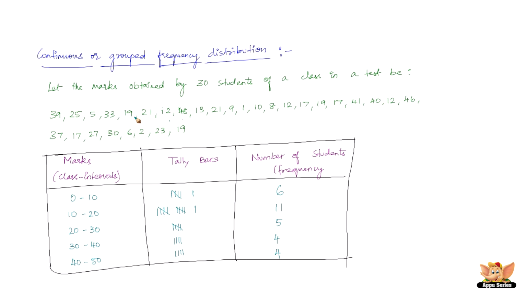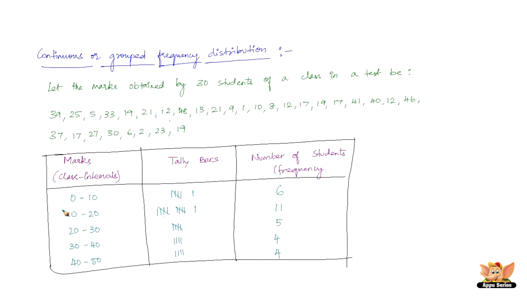So we group the numbers between 0 and 50 in terms of 0 to 10, 10 to 20, 20 to 30, 30 to 40 and 40 to 50. Now we count the tally bars or make the bars for the number of marks that is between 0 and 10. Between the marks 0 and 10, we've got 1, 2, 3, 4, 5 and 6. So between 0 and 10 also includes 10.